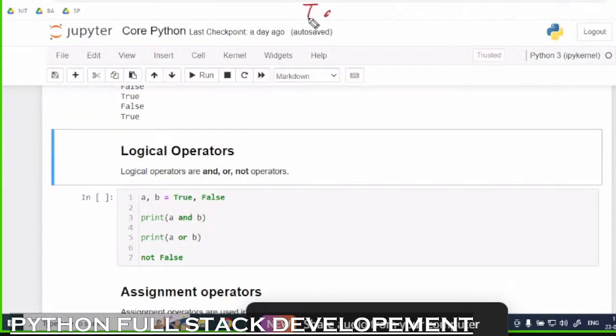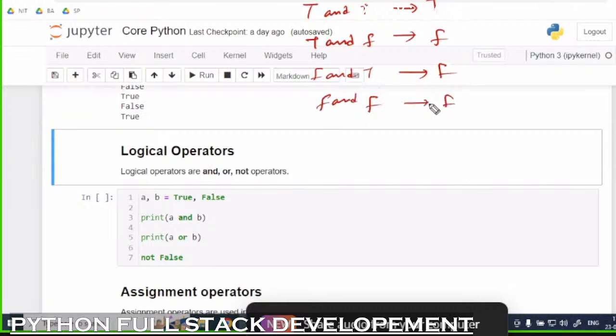Example, true and true is going to give the result true. True and false: if you are having one of them as false, the output will be false. False and true: at least one of them is false, so false. False and false, the answer is false. So whenever both the conditions are true, the output is going to be true when you are applying 'and'. 'And' means both should be true.